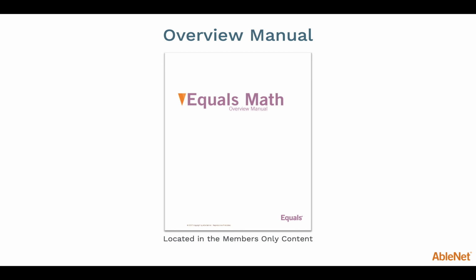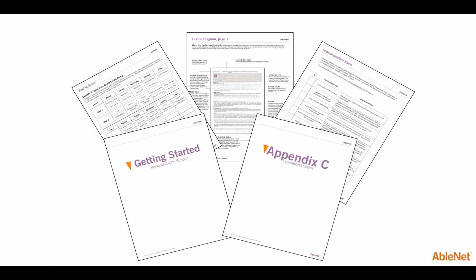Please take a moment to locate the Equals Overview manual shown here. This can be found in the Resources folder. This resource supports the implementation process and provides you with important information as you get started. The Overview manual includes several resources to support teachers while implementing the Equals curriculum. Within the Overview manual, you'll find a pacing guide, lesson diagram pages, a checklist organizing the implementation steps, as well as exploration lessons that provide students and teachers with an opportunity to explore the content and the manipulative kit materials prior to teaching a lesson.